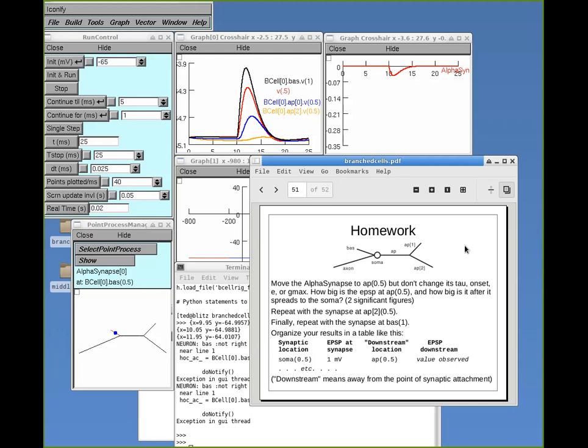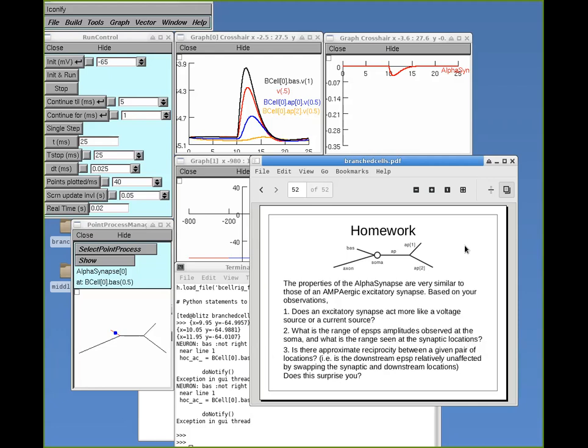So let's do the following. Let's take a look at these questions, and let's take a look at the raw data. The first thing I think is easiest to do is to address this first question. Okay? Does an excitatory synapse act more like a voltage source or a current source?